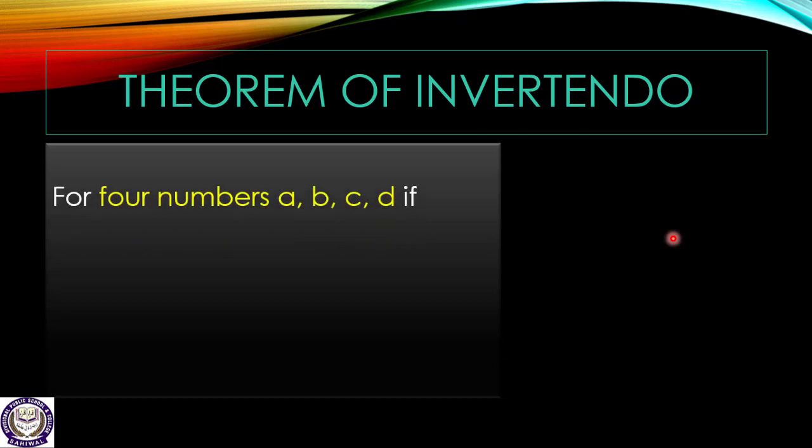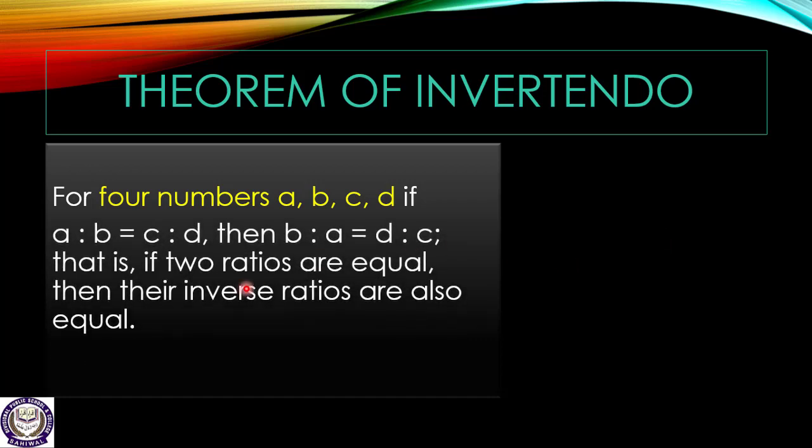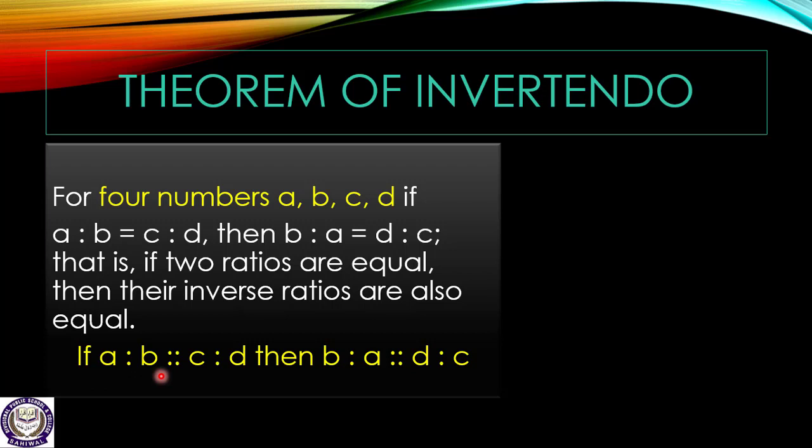For this, we consider four numbers A, B, C, and D. If these two ratios, A ratio B and C ratio D, are equal, then their inverse ratios are also equal. So the theorem states, if A ratio B is in proportion to C ratio D, then B ratio A is also in proportion to D ratio C.